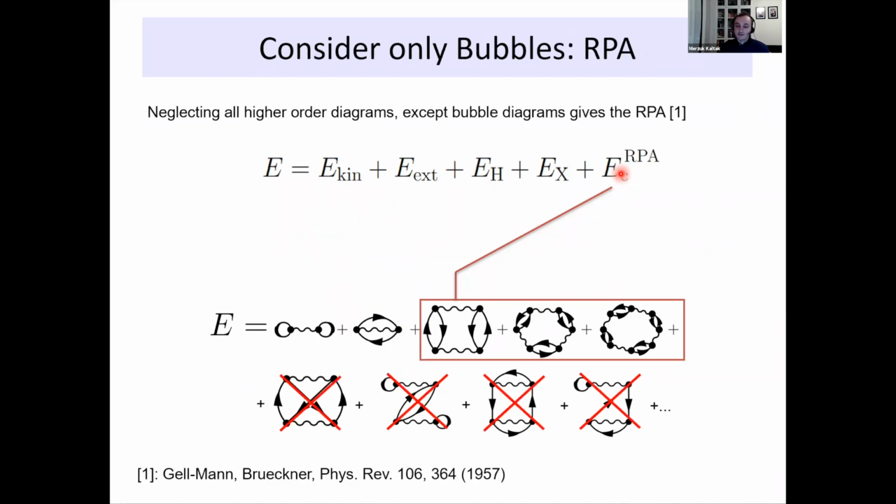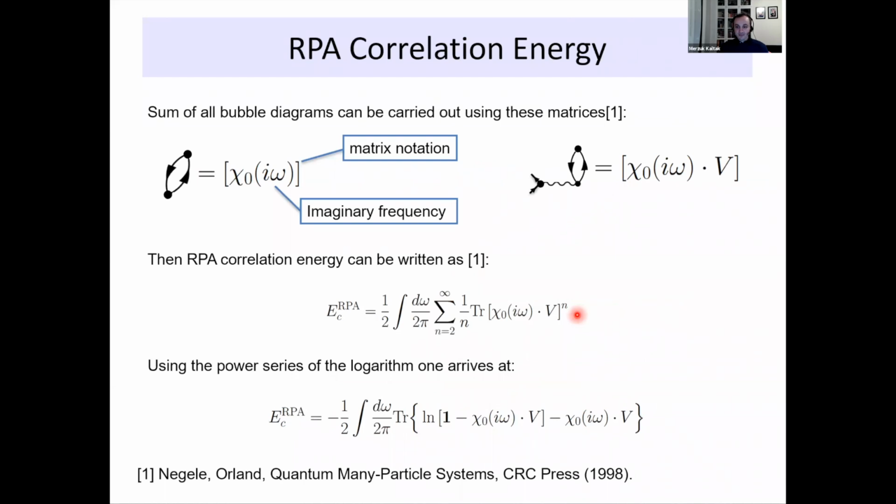It turns out that for many systems, these ring diagrams here are dominating contributions. And if we consider only these bubble diagrams, one ends up with the famous random phase approximation. One can evaluate these diagrams up to infinite order, and one can even obtain a closed form for this. Now, let's see how to do that.